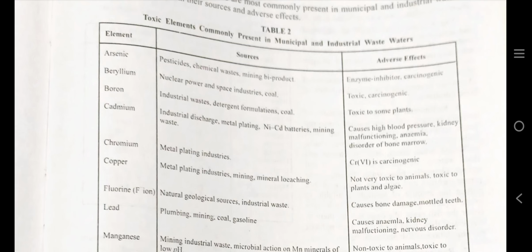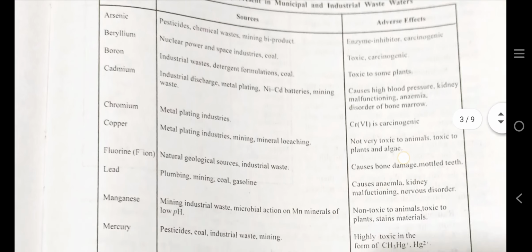Element is chromium, sources are metal plating industries. Adverse effect is chromium is carcinogenic. Element is copper, sources are metal plating industries, mining, mineral leaching. Adverse effect is not very toxic to animals, toxic to plants and algae.